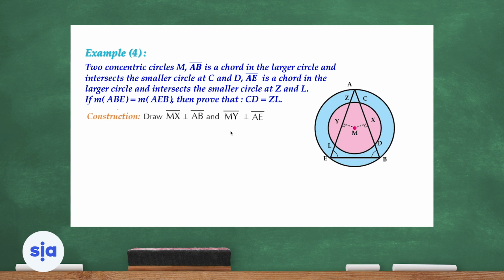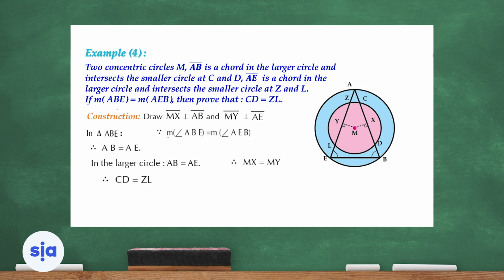Let's start it together. The first thing that we need to do is to construct MX perpendicular to AB and MY perpendicular to AE. After that, in triangle ABE, you have given that the measure of angle ABE is equal to the measure of angle AEB. Then AB is equal to AE. In the larger circle, AB is equal to AE. Therefore, MX is equal to MY. As long as MX is equal to MY, then CD is equal to ZL.